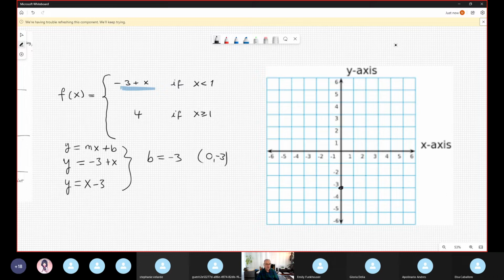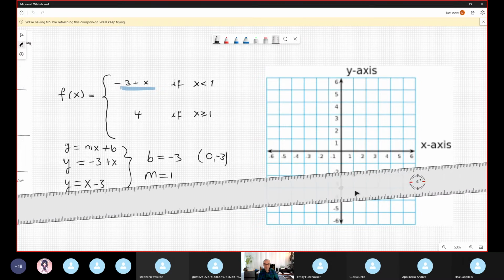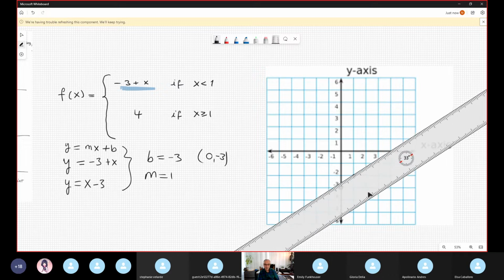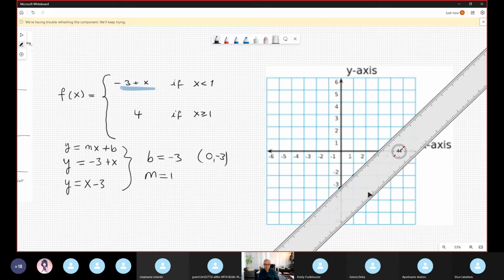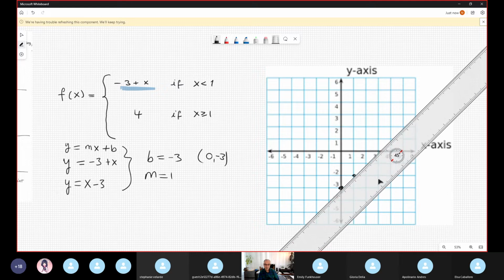And the slope is positive 1. The slope is positive 1 because from that point, I'm moving 1 up and 1 to the right, and you get the second point. And we are doing the line, 45 degrees. This is the graph of this piece. And that's it.